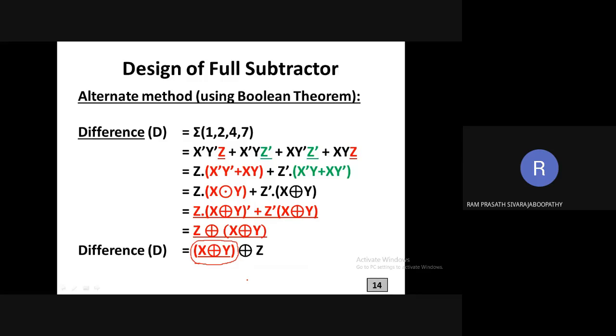Yes, Srihari typed it. It's a half subtractor output. Okay, difference output. Okay, so with that I am going to use the third variable. That's it. Like your full adder, here in full subtractor we are having the XOR operation alone.